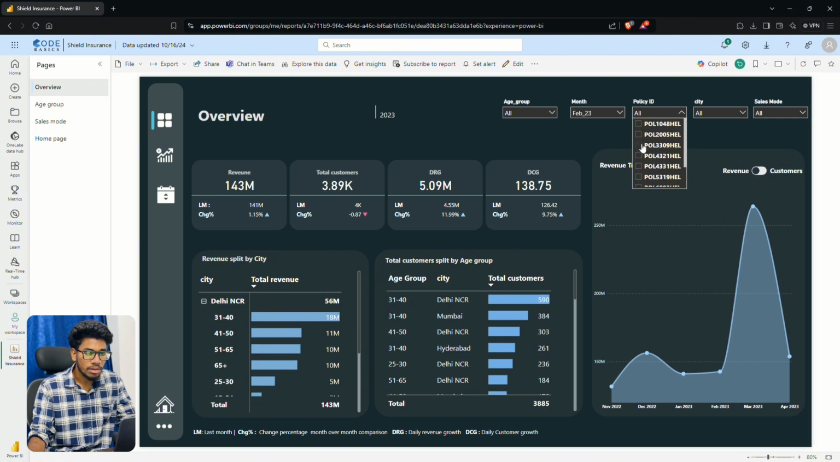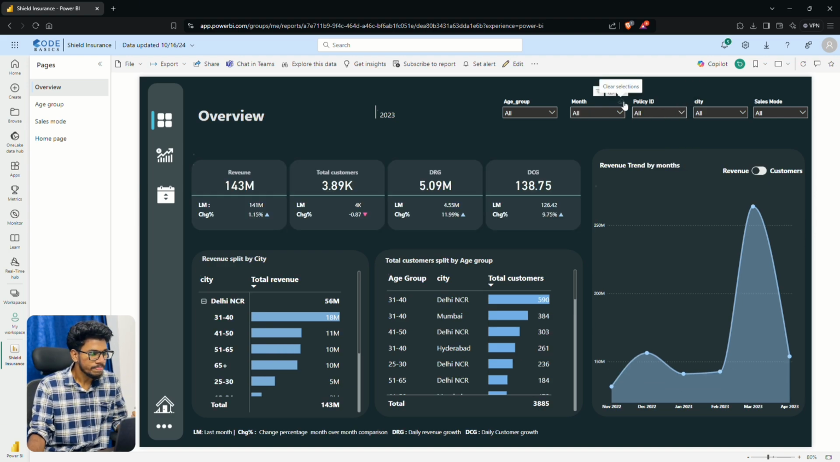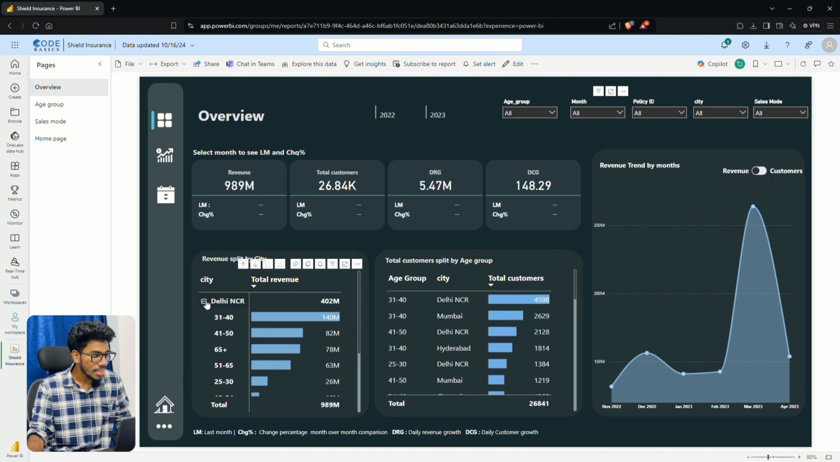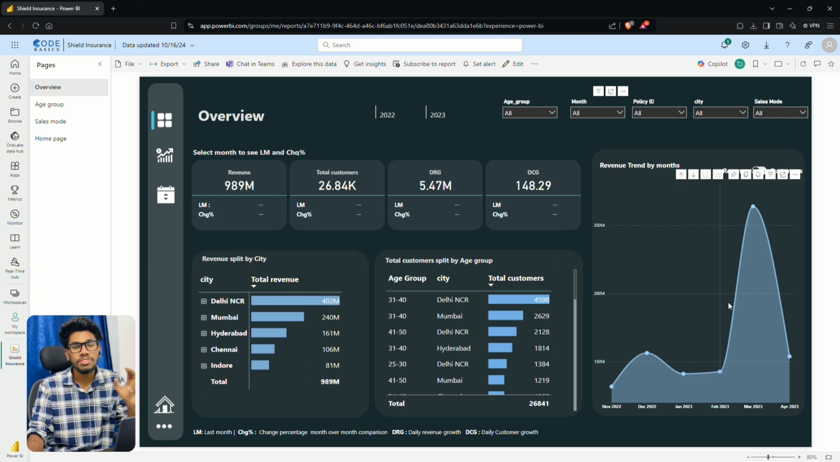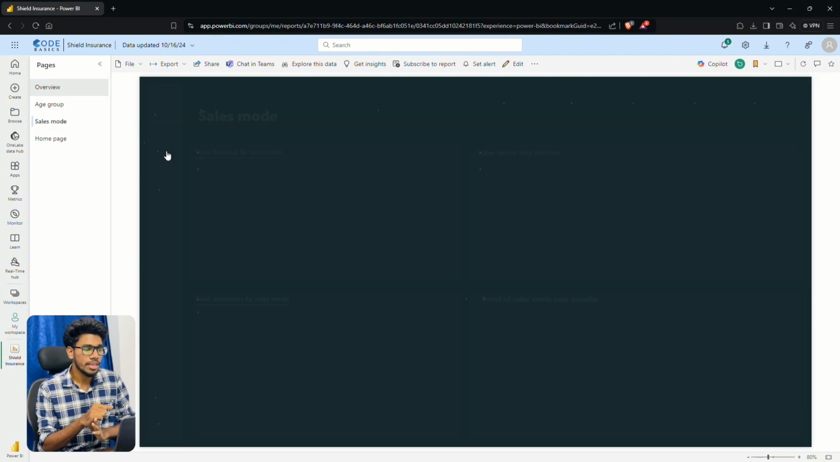Like we can see policy here. We can see two filters applied, and to remove the filters we can just click the erase button here, which removes them. The matrix here will expand further for the age groups available in the different cities. We can also toggle between the two visuals by clicking this button here. We can see the revenue trend by month and the total customer trend by month. Applying and removing filters is very easy. One needs to digest this to understand the dashboard very clearly.